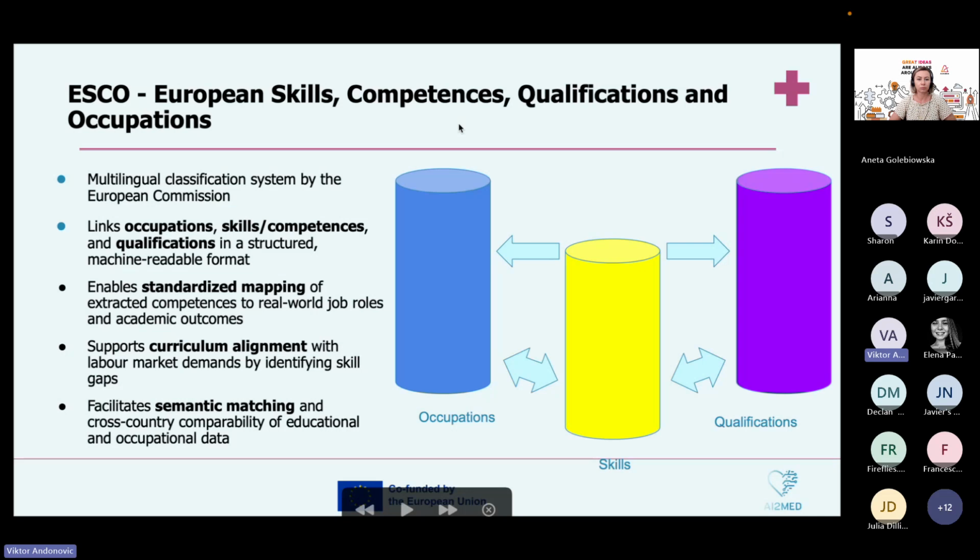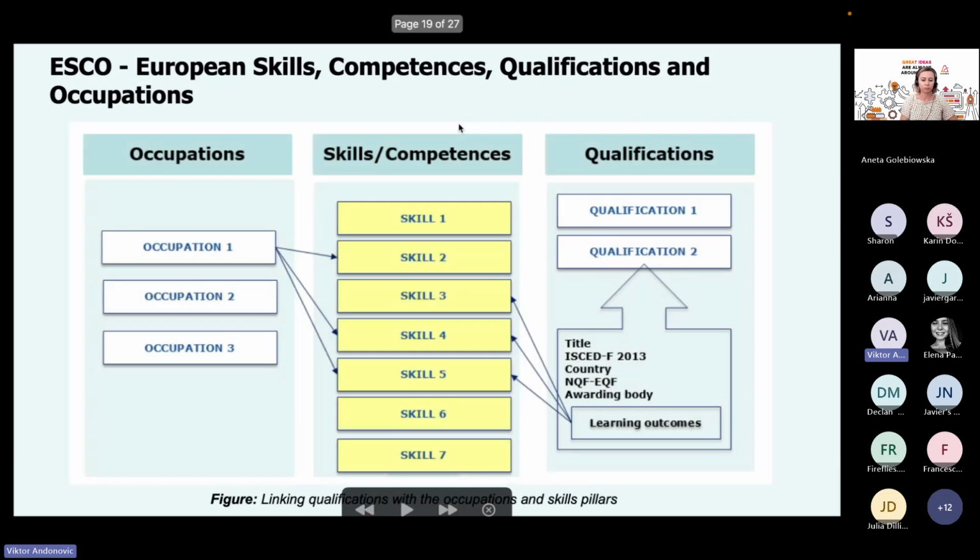And this ESCO taxonomy supports curriculum alignment with labor market demands by identifying the skill gaps. When we have the competences standardized, it allows us to do semantic search and compare the necessary text data from the data sources. And this is another diagram, which is displaying the ESCO standards. We have skills, we have occupations and qualifications, and each of the occupations and qualifications are linked to the necessary skills which are relevant for them.